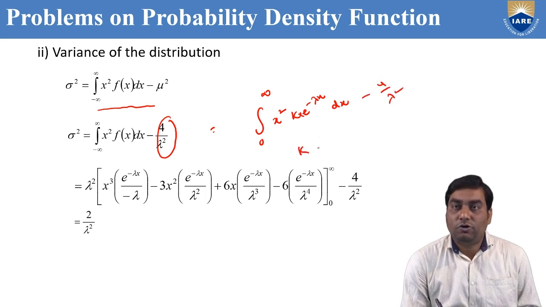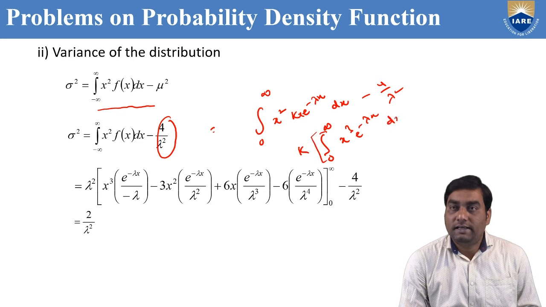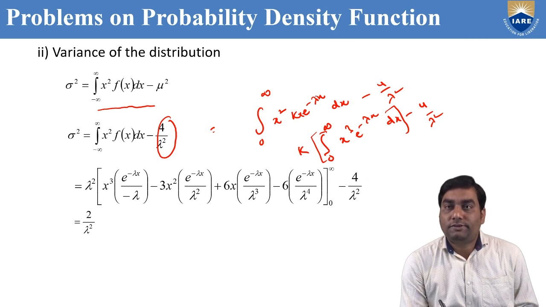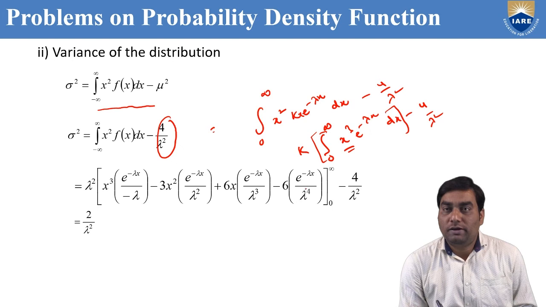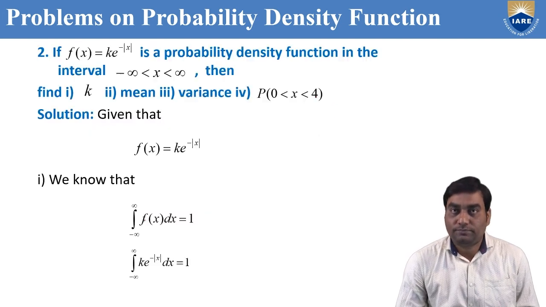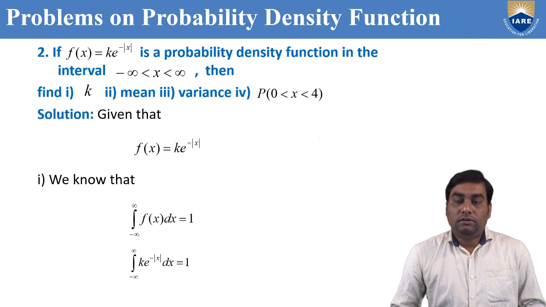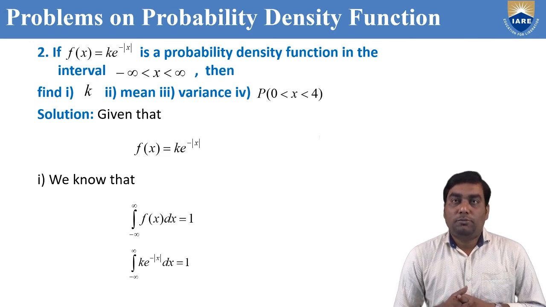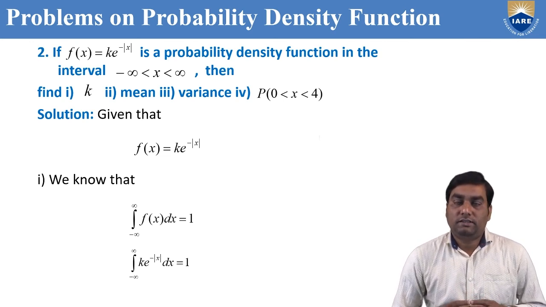We can take k common, integral 0 to infinity, x cube into e power minus lambda x dx minus 4 by lambda square. Now x cube, if you simplify by using the uv formula, we'll get 2 by lambda square. Like this, we can solve the problems on probability density function.